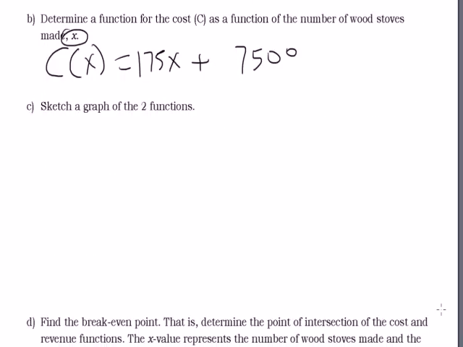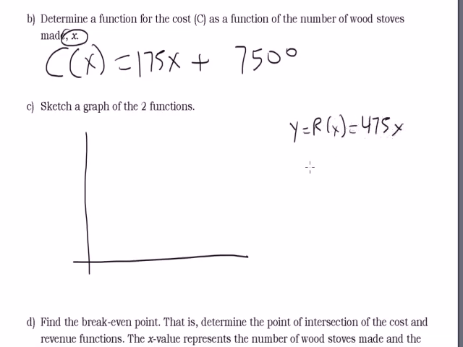Part C asks us to sketch a graph of the two functions. The point of this is to see how these two functions interact together. Let's look at R of x first. We're going to graph y equals R of x, which is 475x. The y-intercept is 0, and the slope is 475. It's going up pretty quickly. Call that y equals R of x.